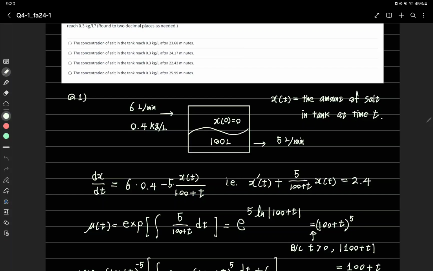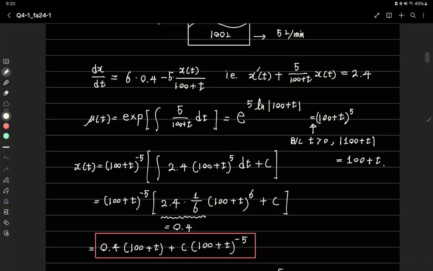I'm going to use the method of integrating factor. So this is p of t, this is q of t. First we find the integrating factor. Mu of t is going to be e to the integral of p, right? So here p of t is 5 over 100 plus t.